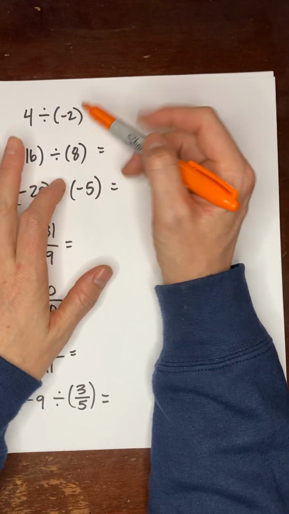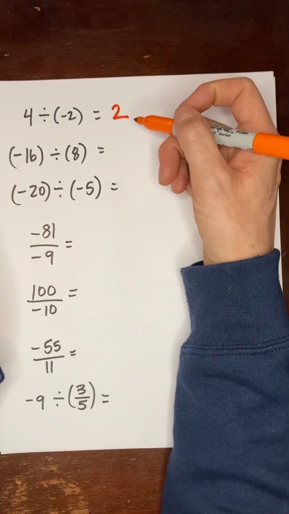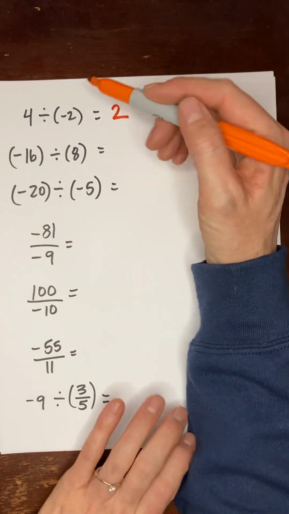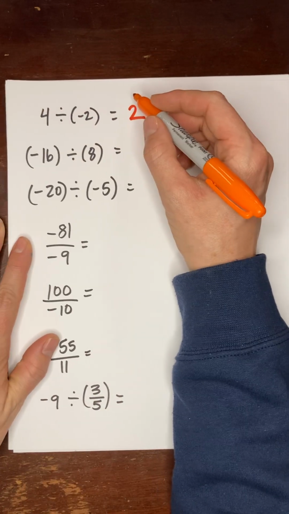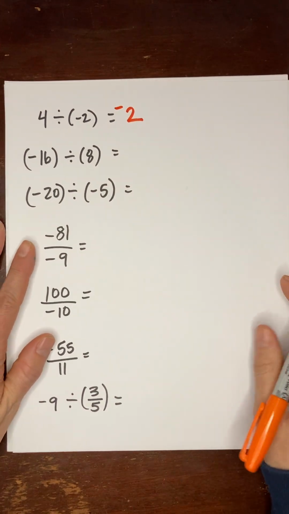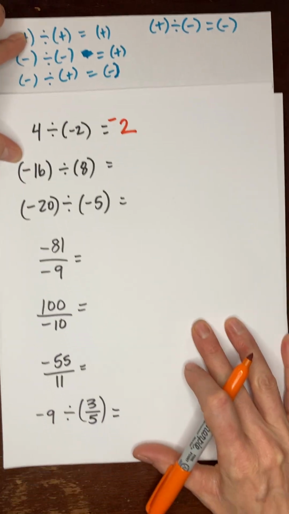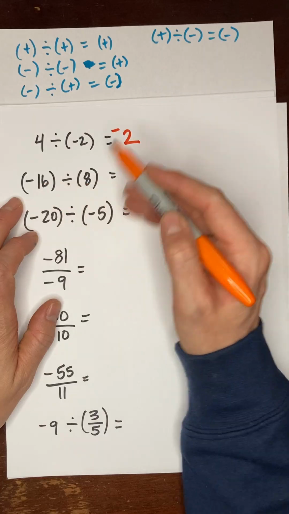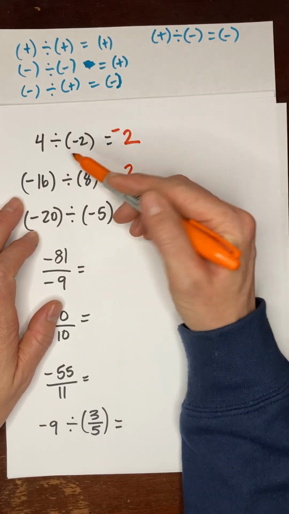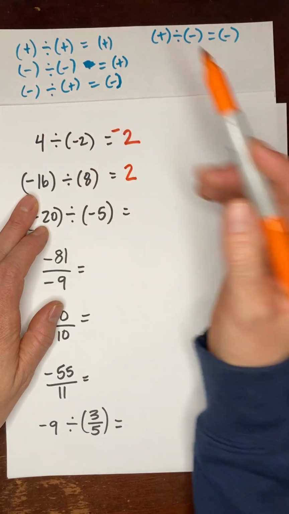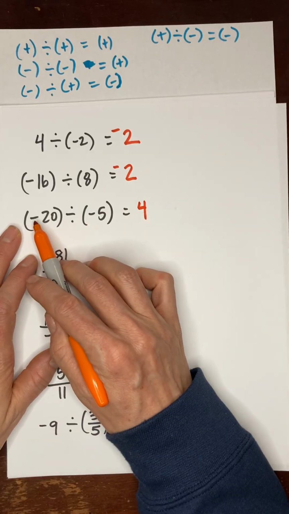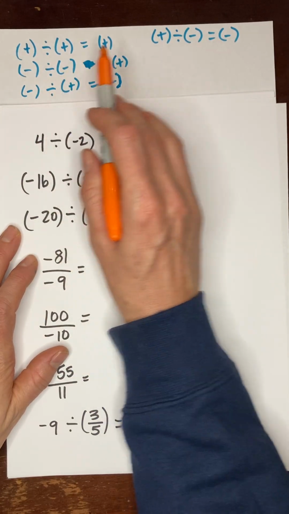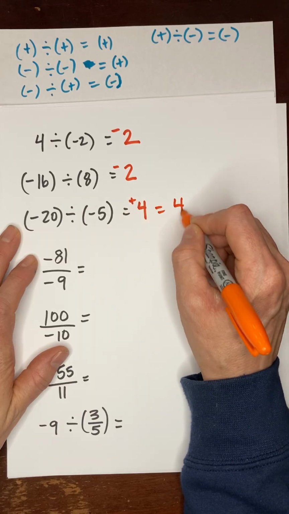So let's have a look at these problems. 4 divided by 2 is 2, right? Our numbers aren't changing, we're just trying to figure out the sign. I have a positive divided by a negative, so I have one negative. That means my answer is going to be negative. Let me keep my rules here in sight. 16 divided by 8 is also 2. I have a negative divided by a positive, so I'm going to have a negative 2. 20 divided by 5 is 4. I have a negative divided by a negative, that's right here. Negative divided by negative is going to give me a plus 4, which I can also just write as 4.